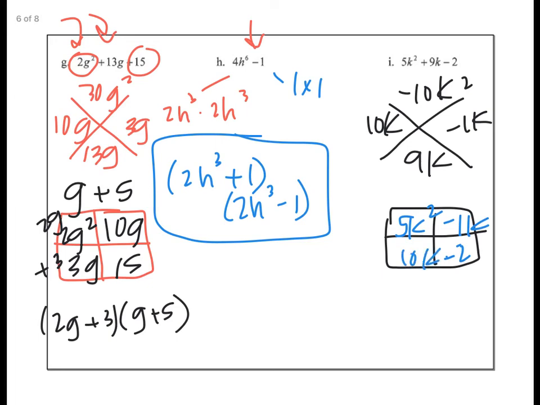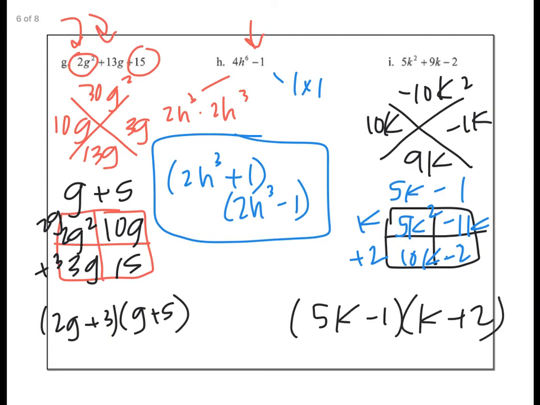Well, to get 5k squared, I have to do 5k times k. That's the only thing that'll work. I'm going to put the 5k here and the k here. The 5k I can multiply by this 2 to get that 10k, and that individual k can multiply by a negative 1 to get negative 1k. So binomials here are 5k minus 1 and k plus 2.